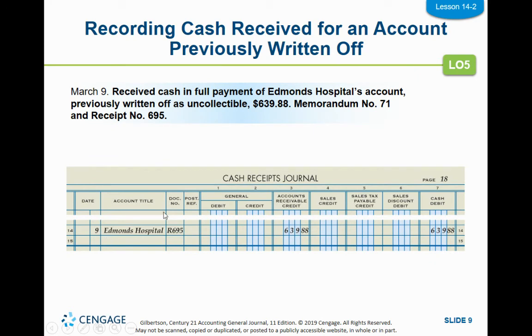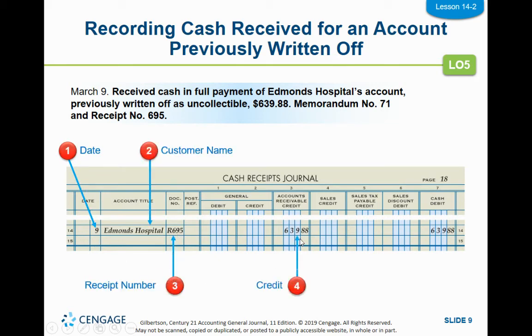So you're going to go to the cash receipts journal, because that's where we put every time we receive cash. You're going to put the date, write Edmunds Hospital on the line, the receipt number. You're going to put the amount in the accounts receivable credit column and in the cash debit column.